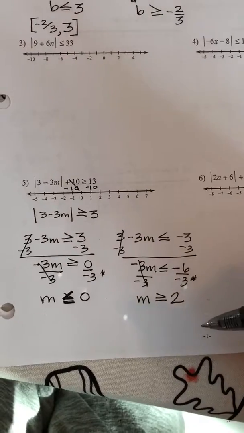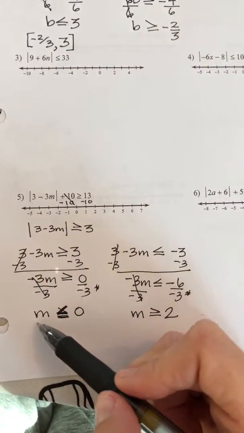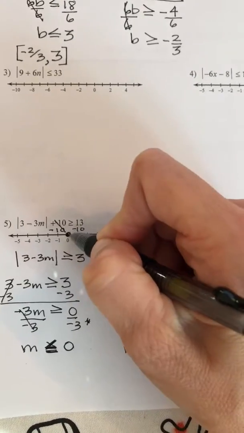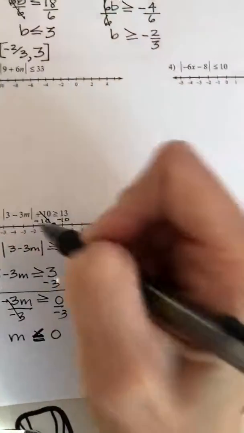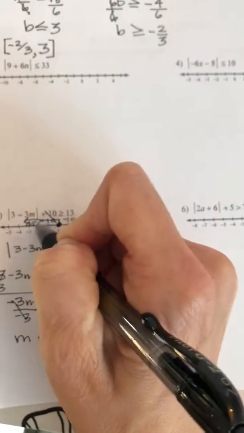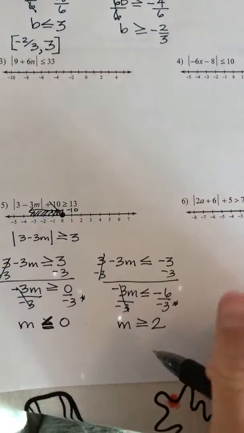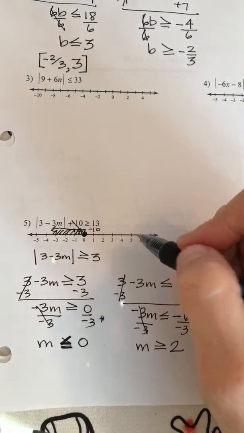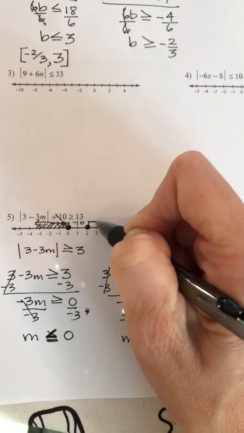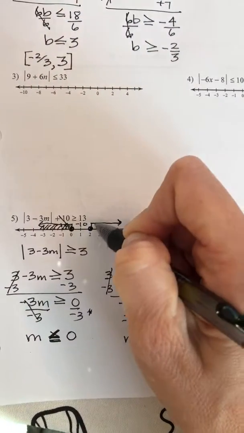So let me go over here on the graph. I'll start with this one. m is less than or equal to 0. So here's 0. I have a closed circle. The numbers that are less than that would be to the left. And then the second one, here m is greater than or equal to 2. Closed circle around 2, and greater than would be to the right.